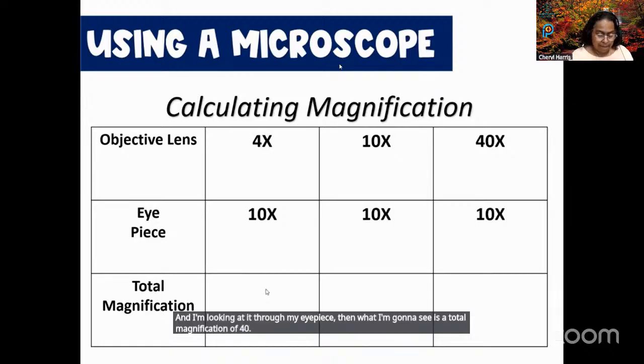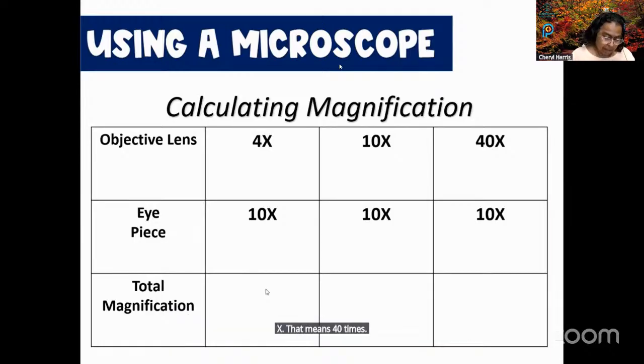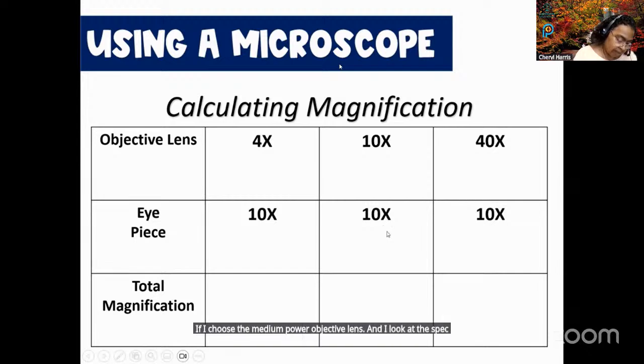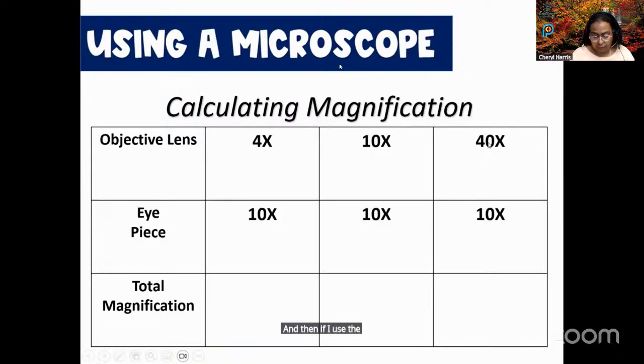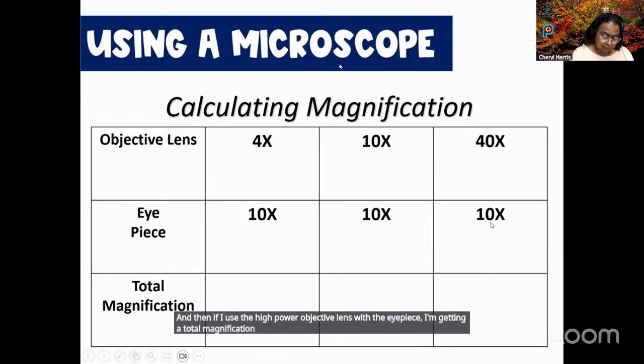That means 40 times the original size of the specimen. If I choose the medium power objective lens and I look at the specimen through the eyepiece, then I'm getting a total magnification of 100 times the original size, so 100x. And then if I use the high power objective lens with the eyepiece, I'm getting a total magnification of 400 times the original size, so 400x.